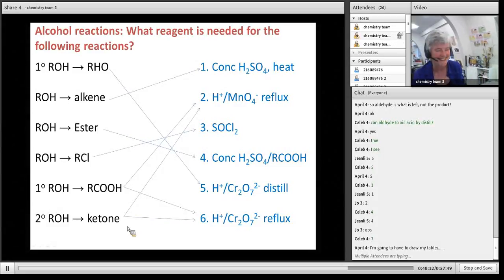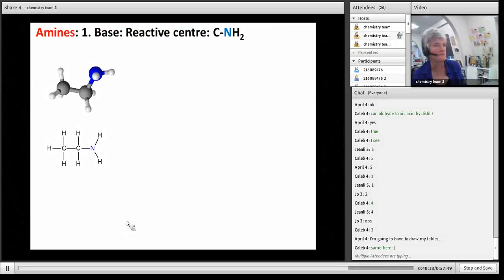Yes. That's why we're doing the organic quite early in the year, so you've got lots of time to get your head around all of this. Okay, 5 minutes for amines. We're not going to get to the aldehydes and ketones. We'll do that next week.